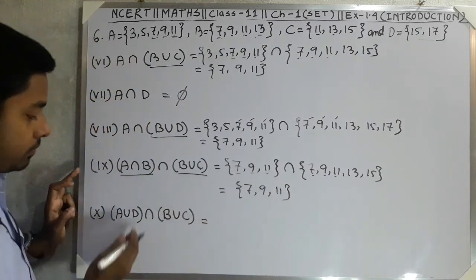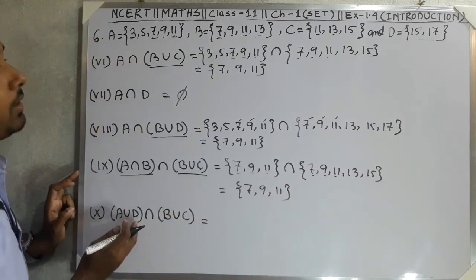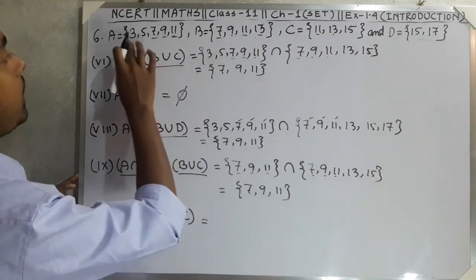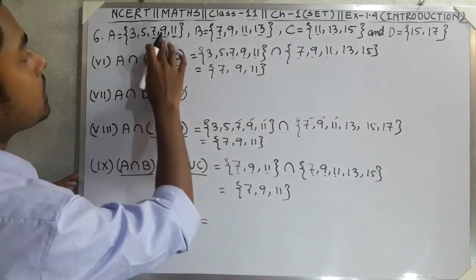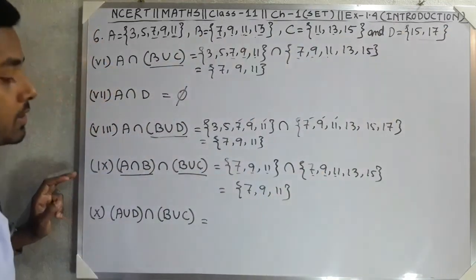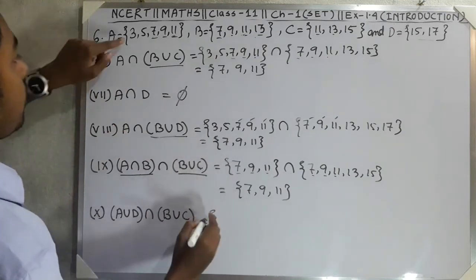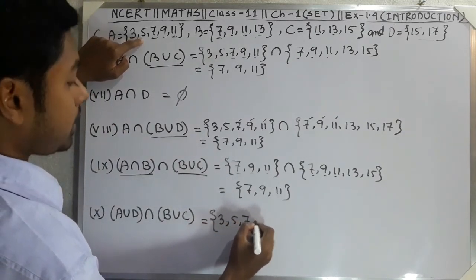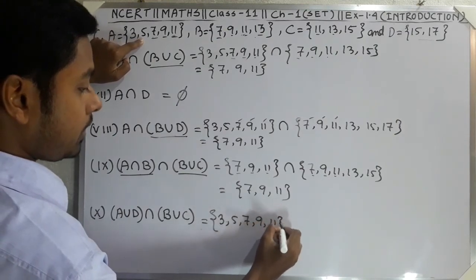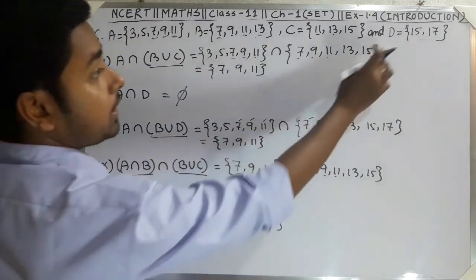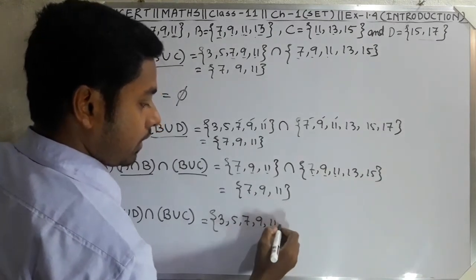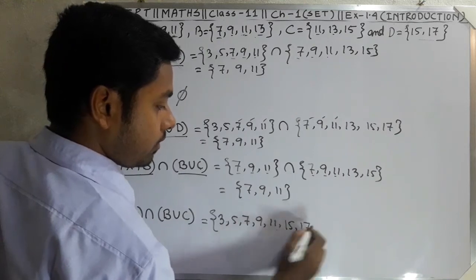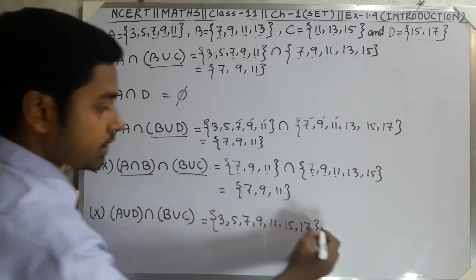Okay. Now here A union D. Union means common elements and all the elements. A union D. A and D. So what are the common elements? Here till 11 and 15, 17. No common elements. So we have to take all the elements. 3, 5, 7, 9, 11 and D, 15, 17. Okay. Now intersection.